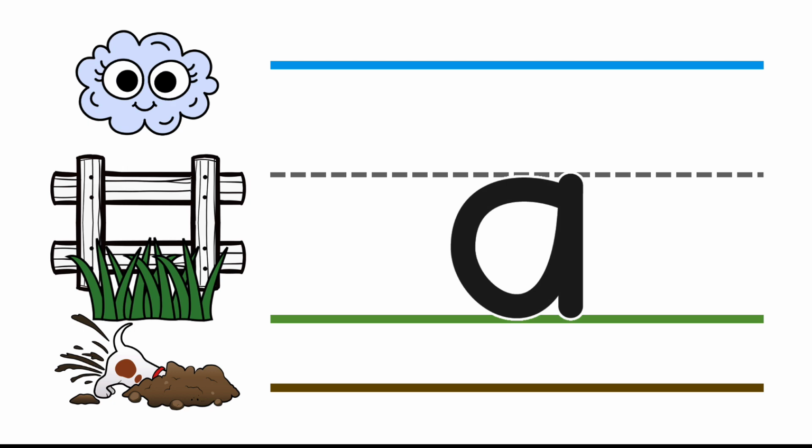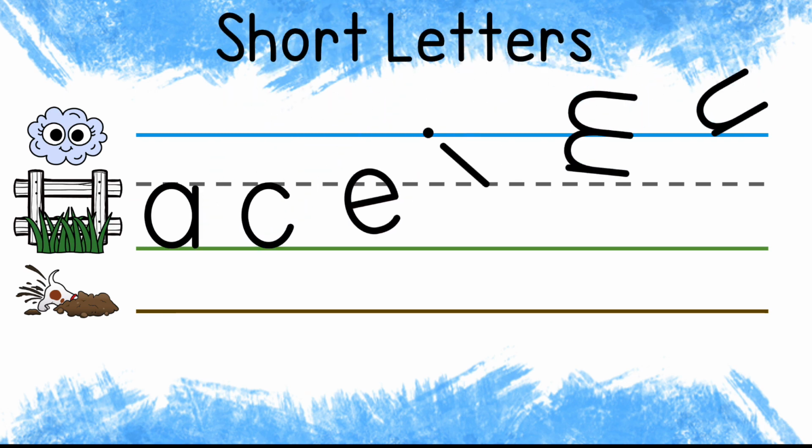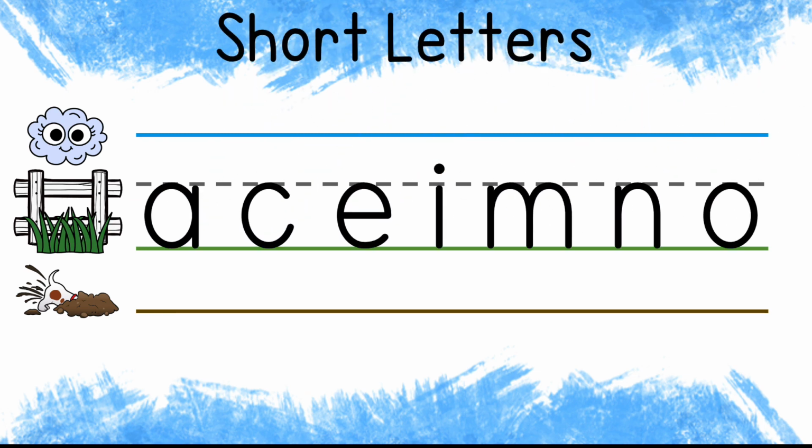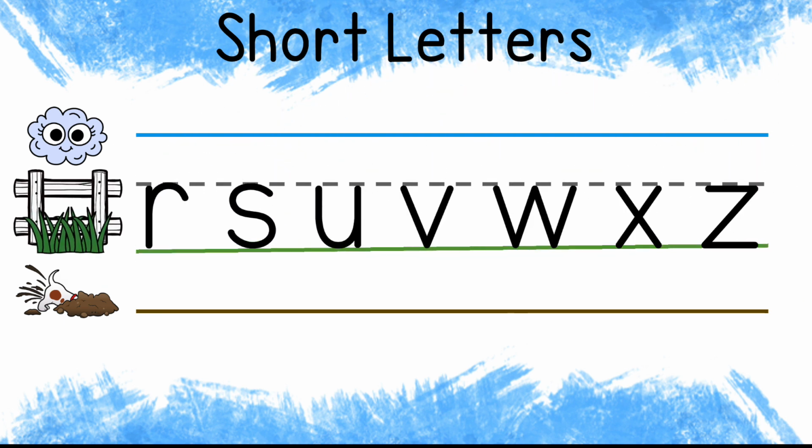Some letters touch the fence line and sit on the grass line. These are called short letters because they take up less space on the lines. The top of each letter touches the fence line and the bottom sits on the grass line. More than half of all lowercase letters are short letters.